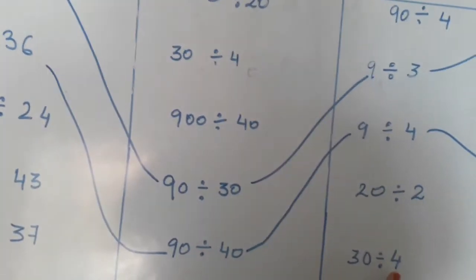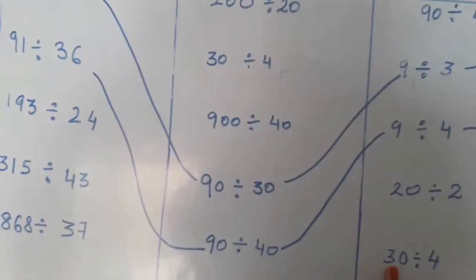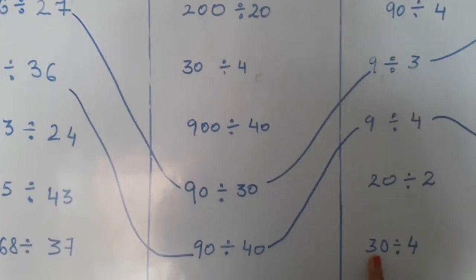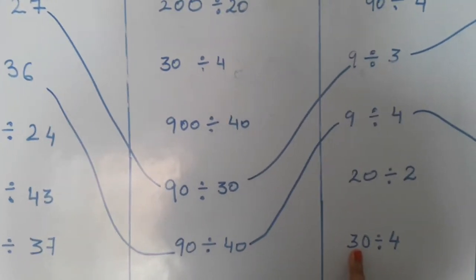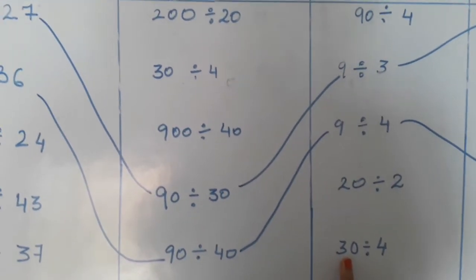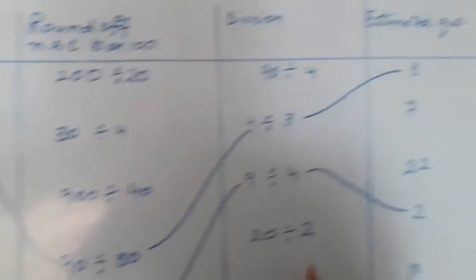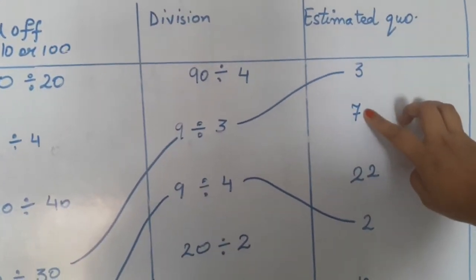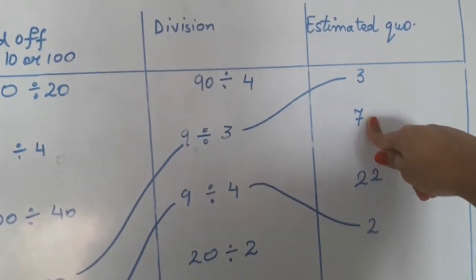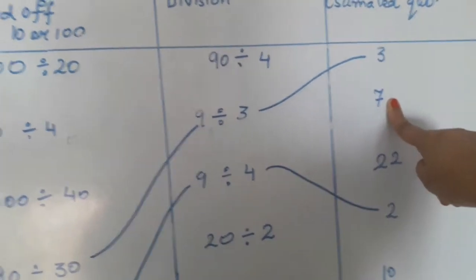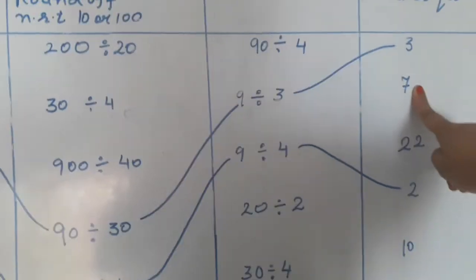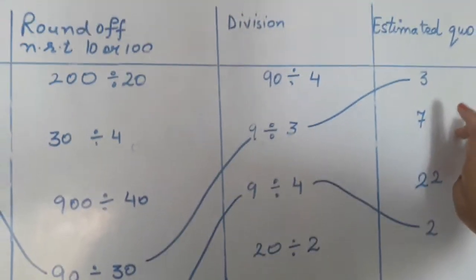Now again count the table of 4 up to 30. Again it does not come, 30 does not come on the table of 4, so you will count up to 4 7s are 28. So its value, the estimated quotient becomes 7 and 2 is the remainder and estimated value is 7. Okay.